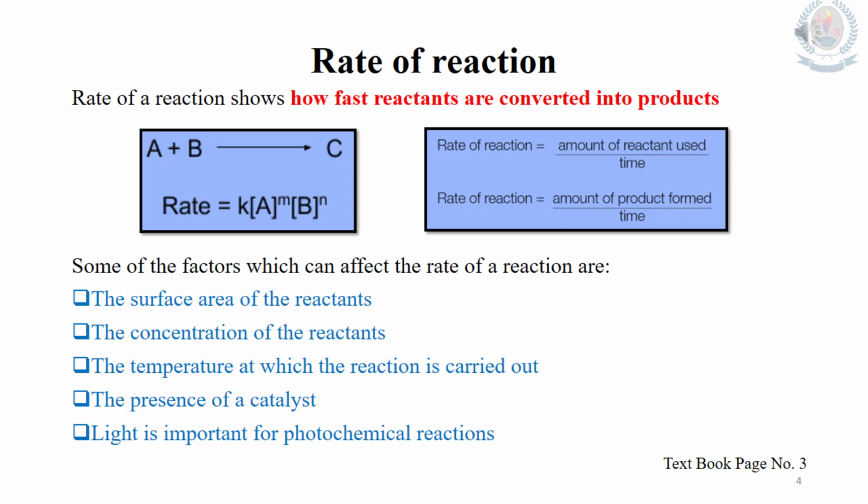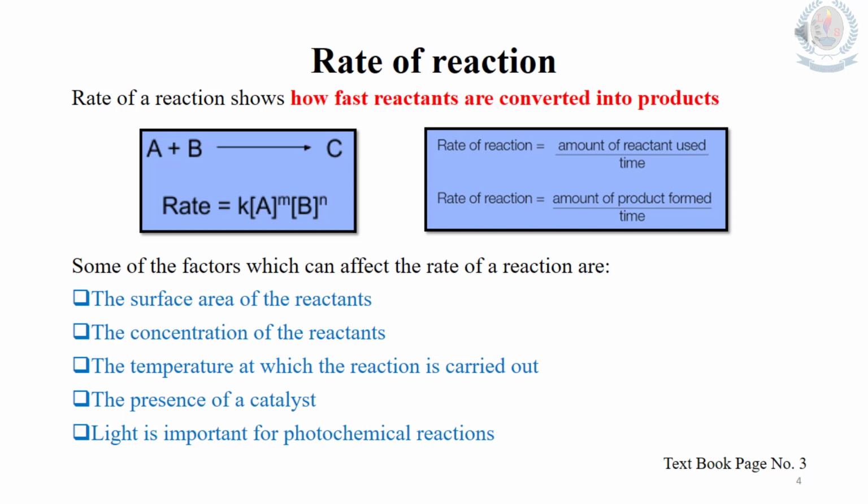So we can say rate of reaction equal amount of reactants used divided by time, or we can say rate of reaction equal amount of product formed divided by time. Here I am giving an equation. A and B react and form C. How fast C forms? By used up A and B reactants.